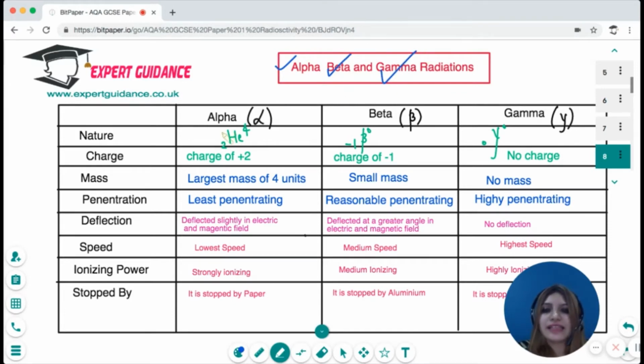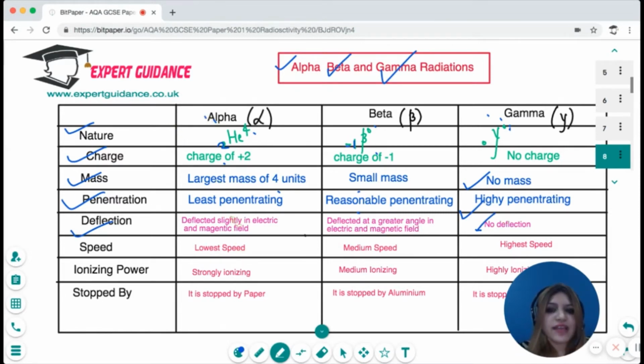So alpha is a helium particle with the charge of +2 and mass 4. Beta is an electron with no mass and the charge -1, and gamma has no charge and no mass. So the alpha particle has the biggest mass and is the heaviest. Beta has the smallest mass, and gamma is just electromagnetic radiation, so it has no mass. Alpha, being heavy, is least penetrating, beta is reasonably penetrating, and gamma is highly penetrating. Alpha, since it's very heavy, is deflected slightly in an electric or magnetic field. Beta is deflected at a greater angle, and gamma shows no deflection because it has no charge.